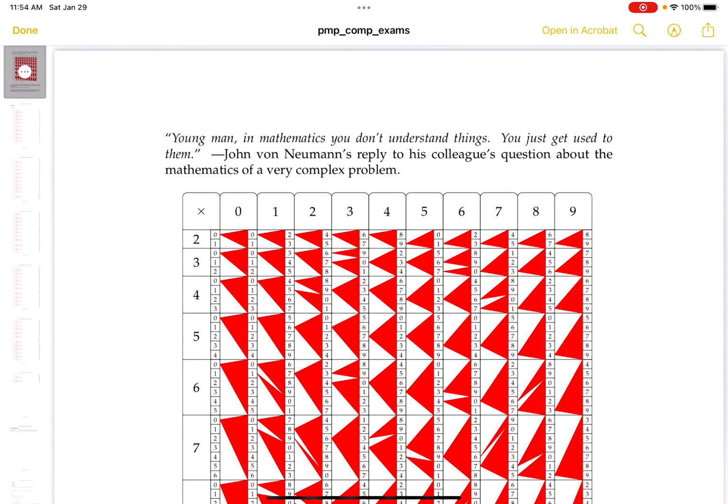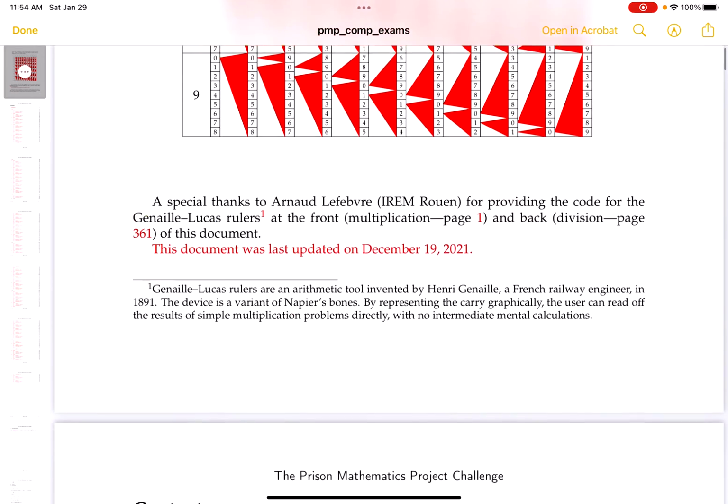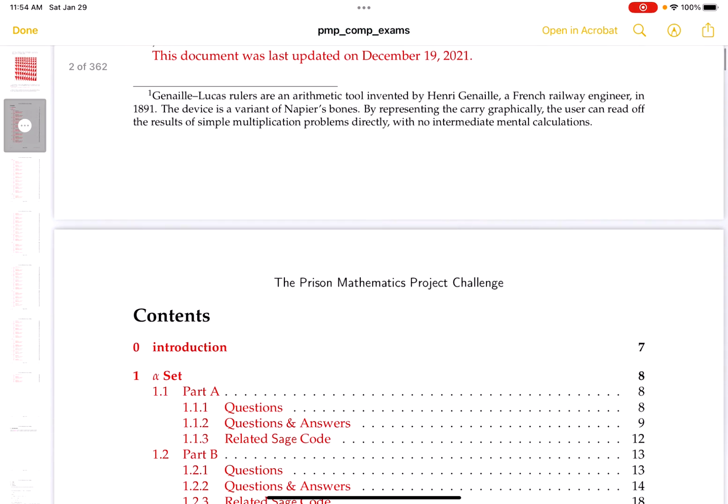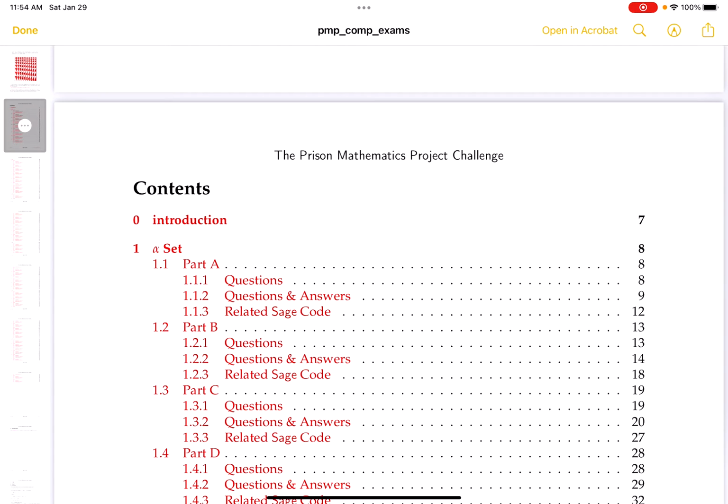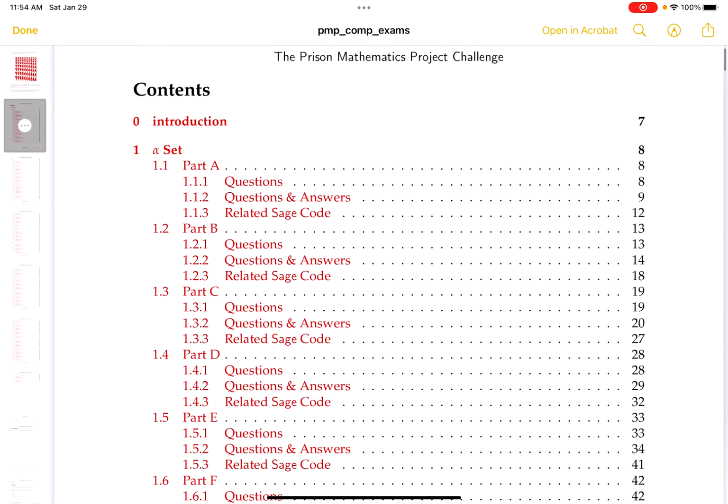Okay, this is a document. It's for the prison mathematics project. It's a document full of a lot of questions that are, I'm going to say, at the high school level. For the most part, they don't go beyond algebra, some simple geometry, pre-calculus. There are some calculus questions over here, but certainly not a lot.